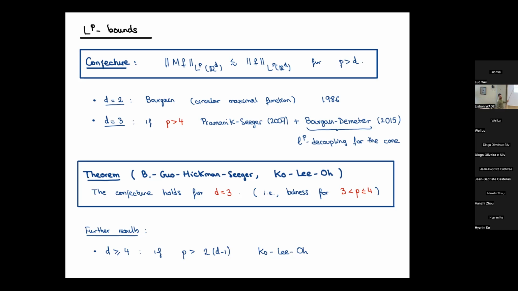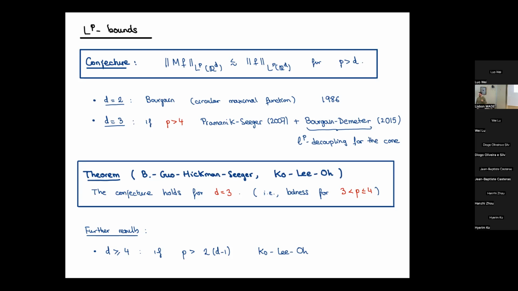There is no weak type estimate at the endpoint. The classical example, like in the circular case, the Stein examples, show that. It fits with a function with a log in the singularity.